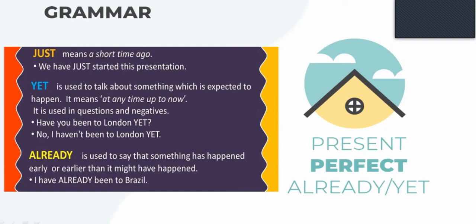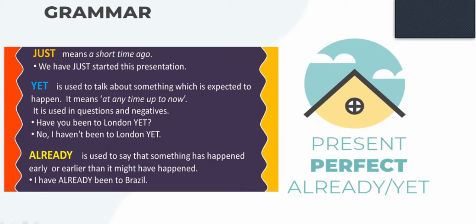Already is just to say that something has happened early or earlier than it might have happened. Already is when an action or an experience has already happened. It has happened like before you expect it to happen. I have already been to Brazil.